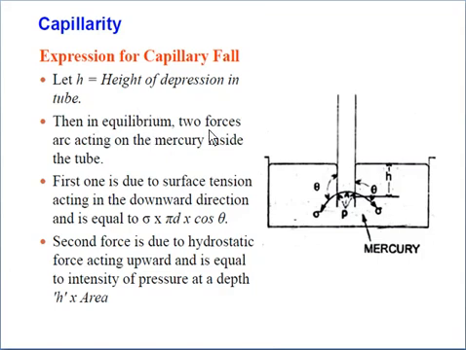Then in equilibrium, two forces are acting on the mercury inside the tube. The first one is due to the surface tension acting in the downward direction, and it is equal to sigma into pi d into cos theta. We already discussed this part. Surface tension force is equal to sigma into circumference into cos theta, therefore sigma into pi d into cos theta. This sigma is the circumferential force acting in this direction.